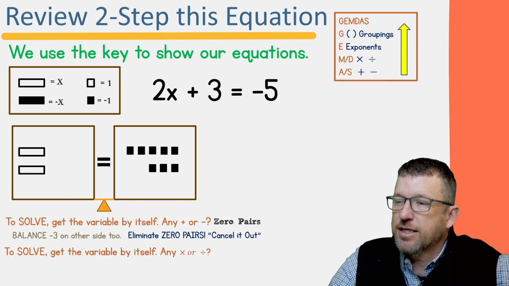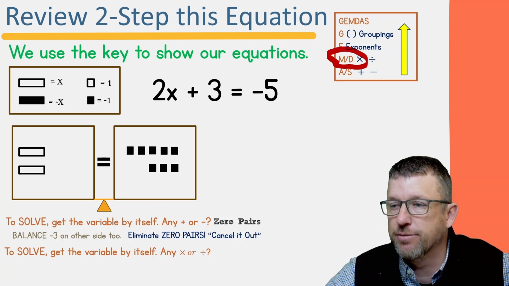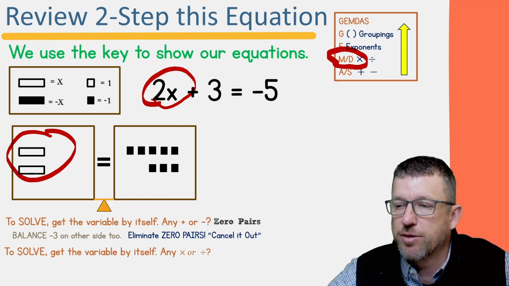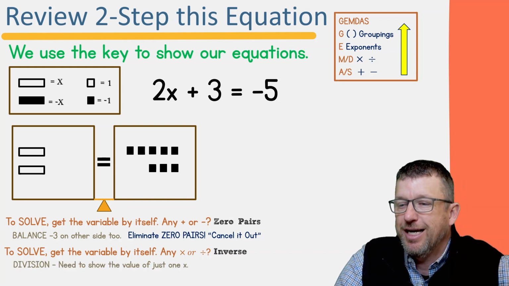All right, then I go to the next thing. Do I see any more addition and subtraction? No. Do I see any multiplication and division? Yes, I do. I have 2 times x. I have 2x. What's the opposite of multiplying by 2? Well, it's dividing by 2. All right, so we're going to do the inverse and divide.